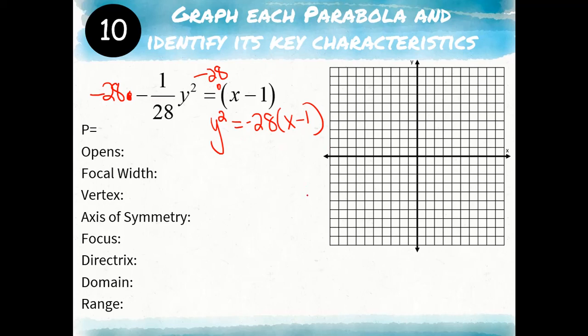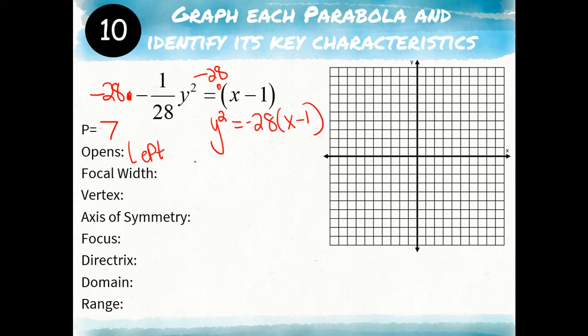Now I could distribute that negative 28 in, but then I would just have to undistribute it to get it into its standard form for focus directrix. We don't want to do that. Well, my p-value, again, guys, it's this value divided by 4, so 7. I'm not going to take the negative because the negative just tells me which way I'm opening. Well, the y squared, so that means it's either left or right. And then it's a negative, so that means I'm opening to the left on this graph.